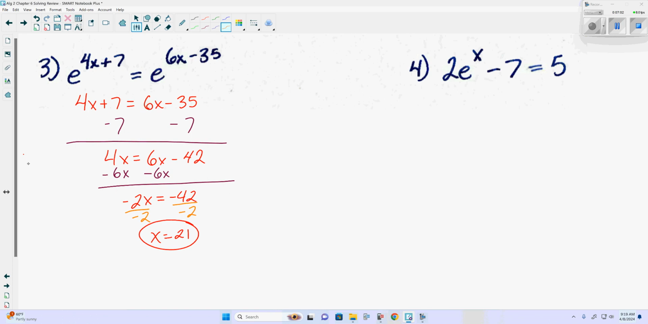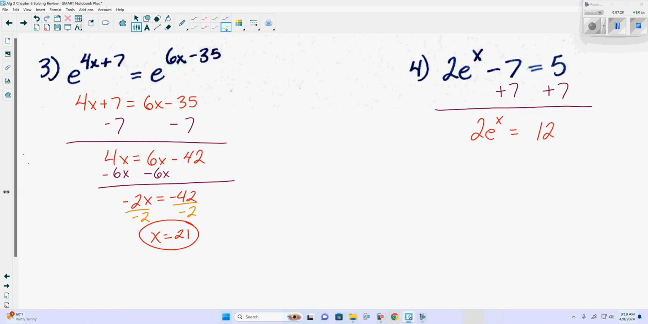2e to the x minus 7 equals 5. Well, the bases aren't the same, and there's no way we're going to make them be the same. So what we want to do is get the term with the variable and the exponent by itself first. And we can. We'd add 7, because negative 7 plus 7 would be 0, telling us 2e to the x is equal to 12.